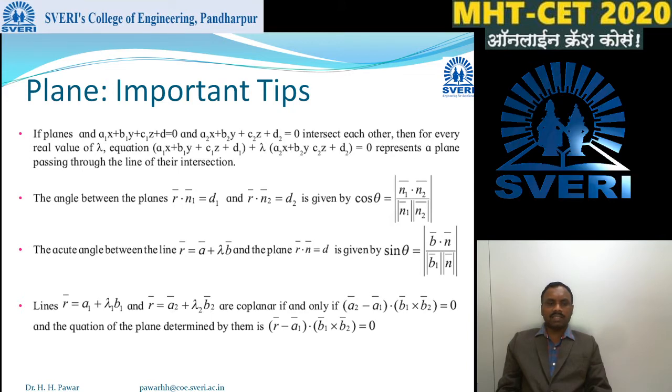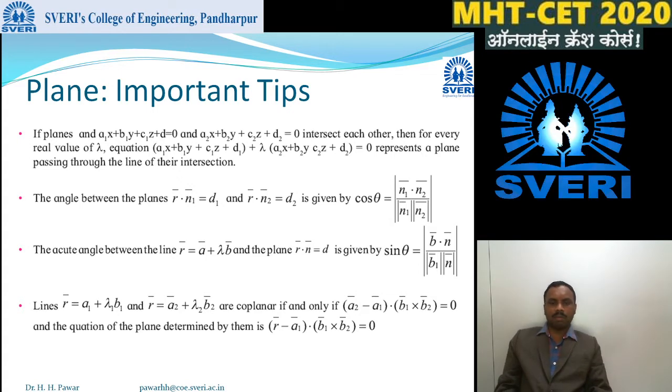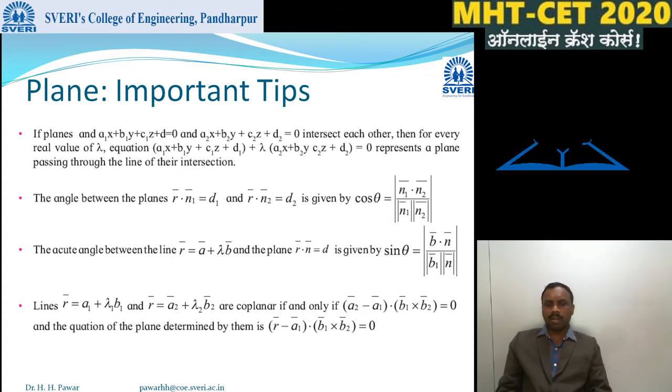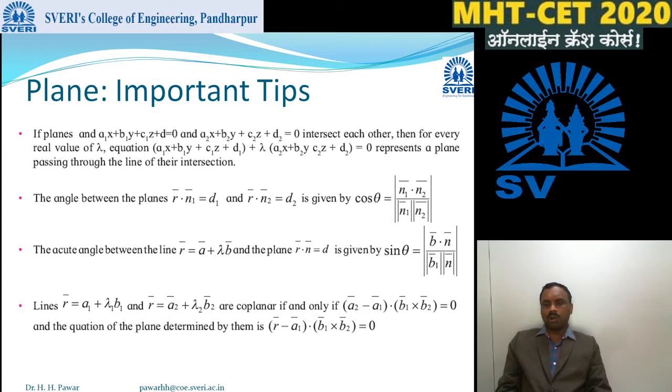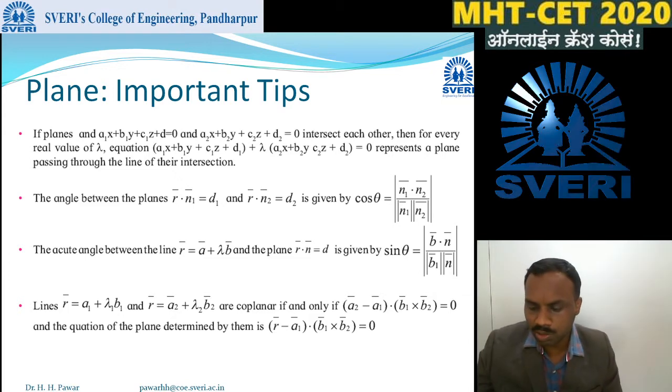Also, the lines r bar equal to a1 plus lambda b1 and r bar is equal to a2 plus lambda b2 are coplanar if and only if dot product of (a2 bar minus a1 bar) with b1 bar cross b2 bar equal to 0, and the equation of the plane determined by them is given by (r bar minus a1 bar) dot b1 bar cross b2 bar equal to 0.